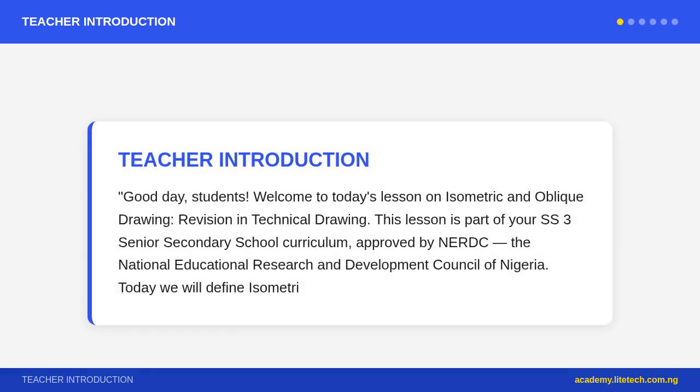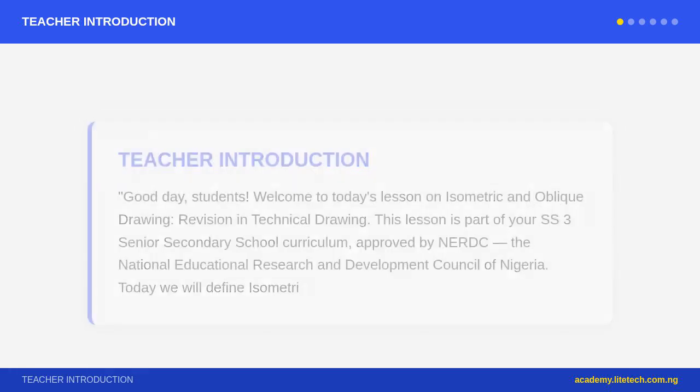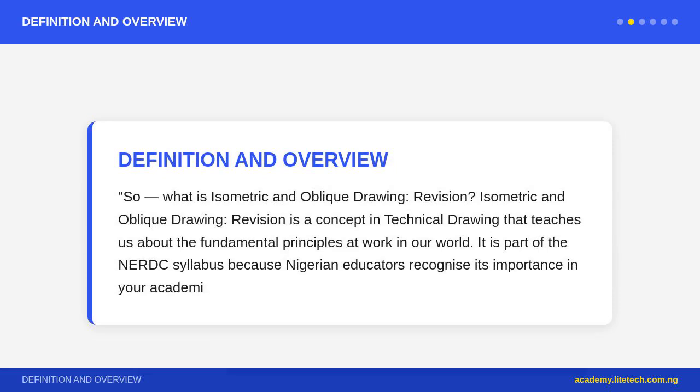This lesson is part of your SS3 Senior Secondary School Curriculum, approved by NERDC, the National Educational Research and Development Council of Nigeria. Today we will define isometric and oblique drawing, revision, explore its key principles, look at examples from Nigerian life, and summarize what you need to know for your examinations. Whether you are preparing for your BECE, WAEC, or NECO, this lesson will help you build the knowledge and confidence you need. Let's get started.